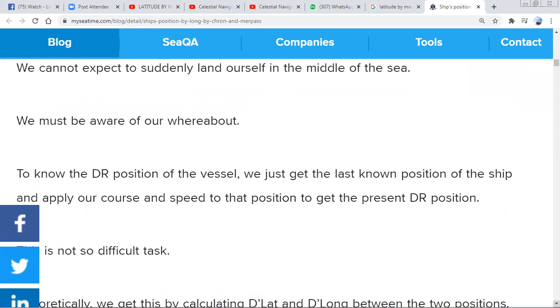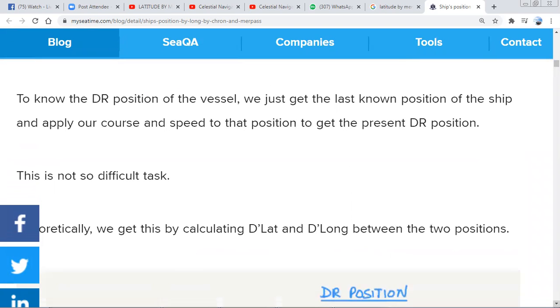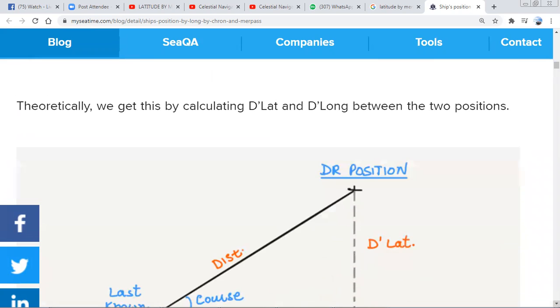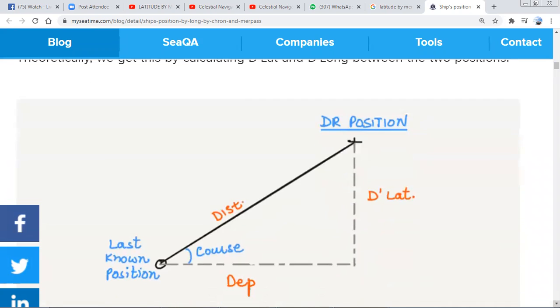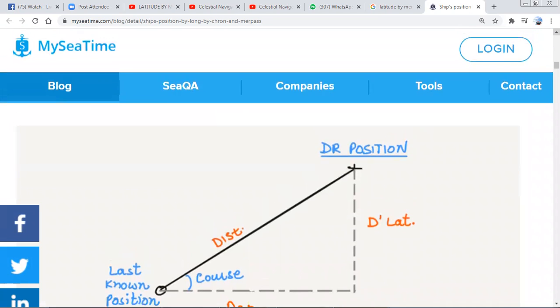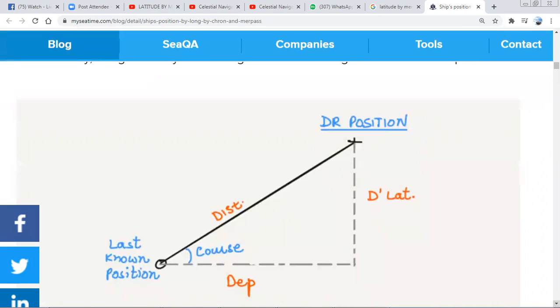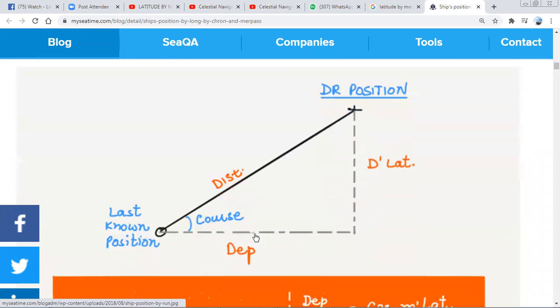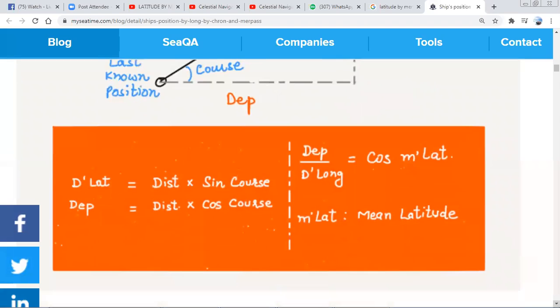We must be aware of our DR position just by putting the speed and course and getting the dlat and dlong, as we have discussed in previous videos. So we have a last known position and we apply the course and distance and we get the DR position, and we have the dlat and departure. Of course, this is just a rough position because that's a DR, and we know the formulas. Dlat is equal to distance and departure, and you can use plane and parallel sailing formulas.